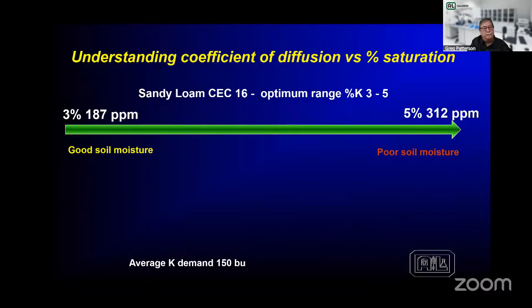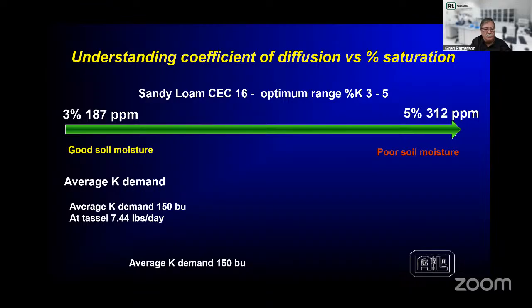When we look at the base saturation concept and we look at the coefficient of diffusion, if we have good soil moisture, 3% saturation in a sandy loam would do an excellent job. But if we have poor moisture, we likely have to be up closer to 5% saturation to get the available potash into soil solution. And again, crop demand also plays a role in this case as well.